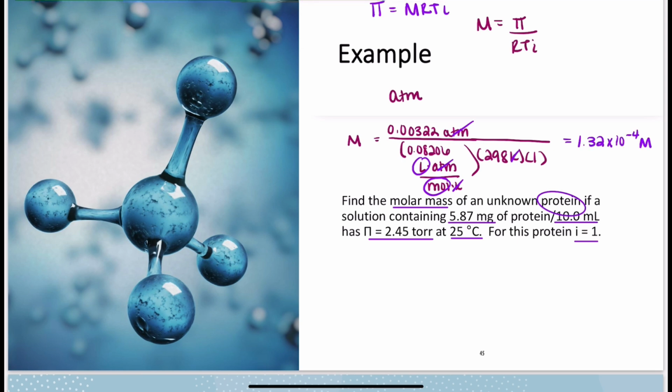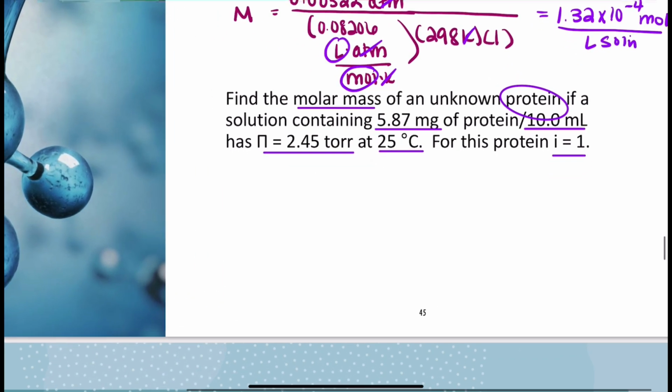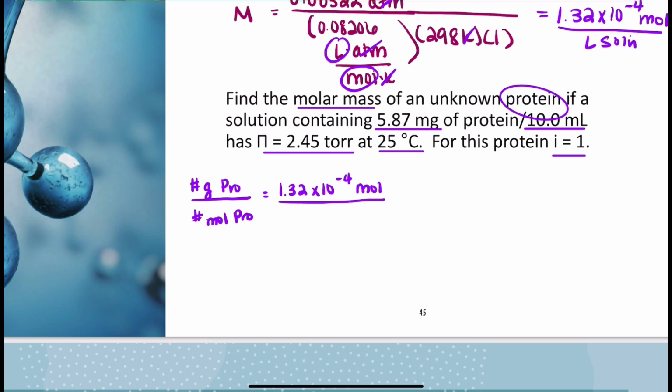But that's not answering my whole question, right? That's only giving me part of it. This is moles per liter of solution. What am I going to do now? Well, what do I really want to know? I want to know molar mass. So I really want to know how many grams I have to how many moles I have. I really want to know number of grams of the protein. We're going to just call it P for protein. I don't feel like writing it all out. Number of moles of protein. I know that this contains 1.32 times 10 to the negative 4 moles per liter of solution.